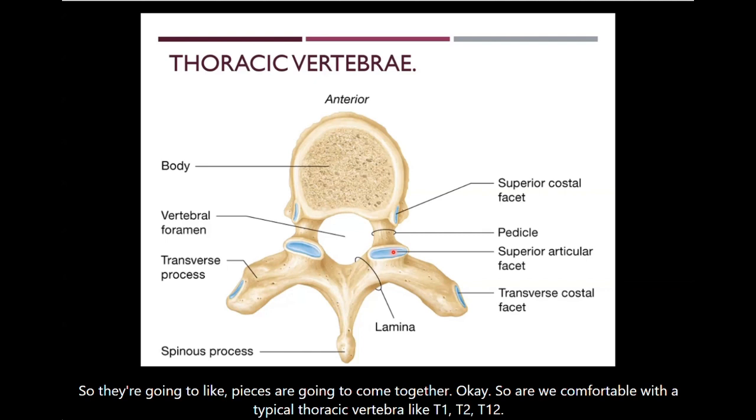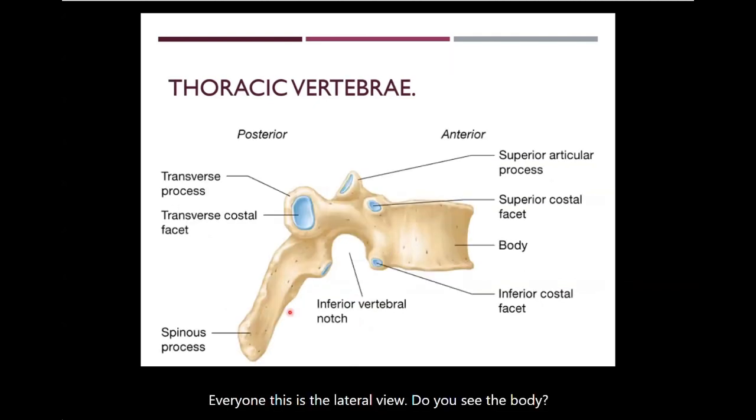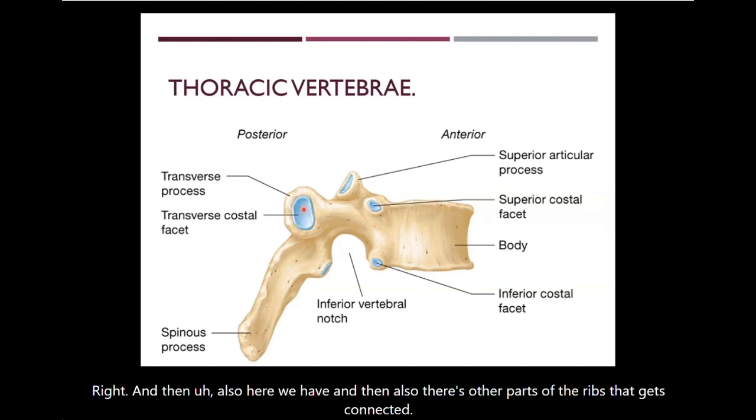So are we comfortable with a typical thoracic vertebra like T1 till T12? And then they're all the same, okay? They're not like the cervical, the C1 and C2 are different. They're all the same. Everyone, this is the lateral view. Do you see the body? Yes. Do you see the spinous process? And then the transverse process that has the transverse costal facet, right?